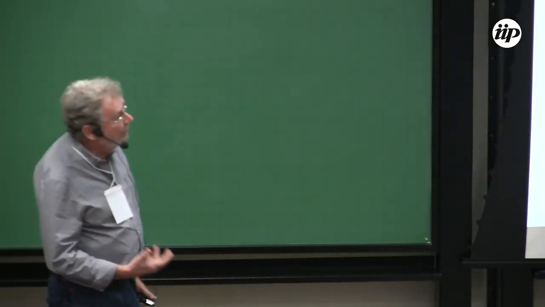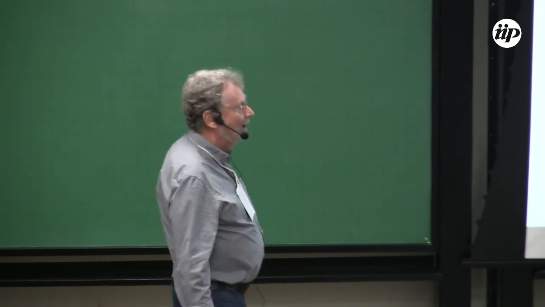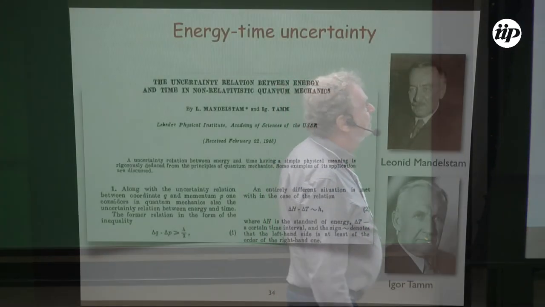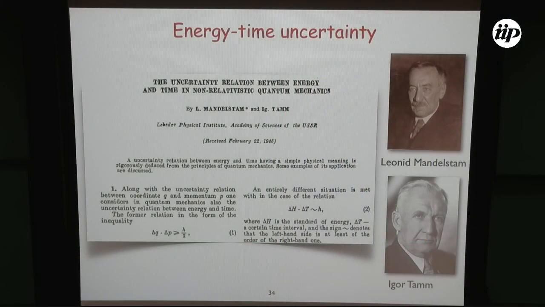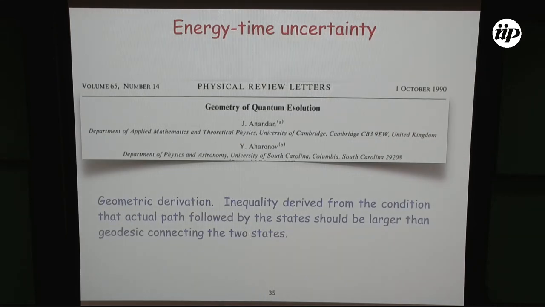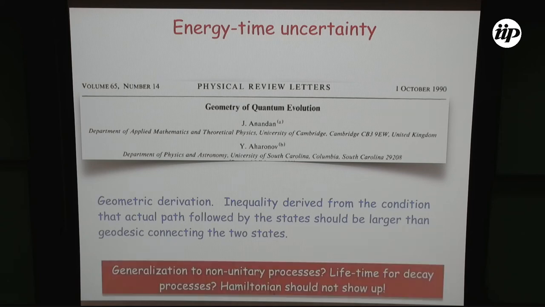And this relation was actually derived more properly by Mandelstam and Tamm a long time ago. Anandan and Aharonov also considered the geometry of quantum evolution and generalized the expression of Mandelstam and Tamm, but also always for unitary evolutions. And in fact, what we have done, Marcio Tadei is here?